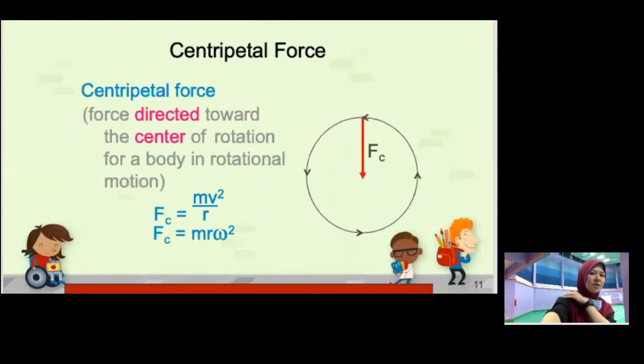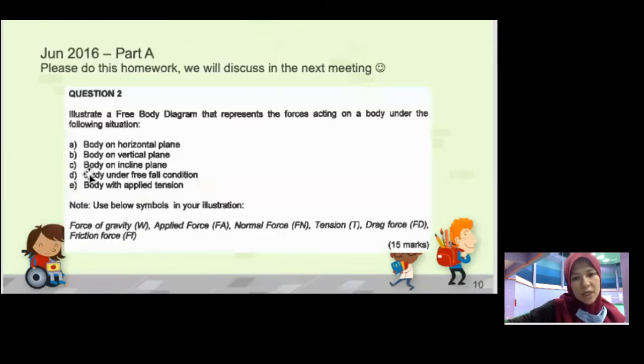Center of rotation kat mana? Dekat sini lah, kat tengah ni. Okay, for a body in rotation motion. Okay, kita kira Fc sama dengan mv kuasa 2 bahagi dengan r, rotation. Okay, m is the mass, v is the velocity. Okay, ataupun kita boleh guna Fc sama dengan mass darab rotational and darab dengan tadi apa? w, the force of gravity. Okay.